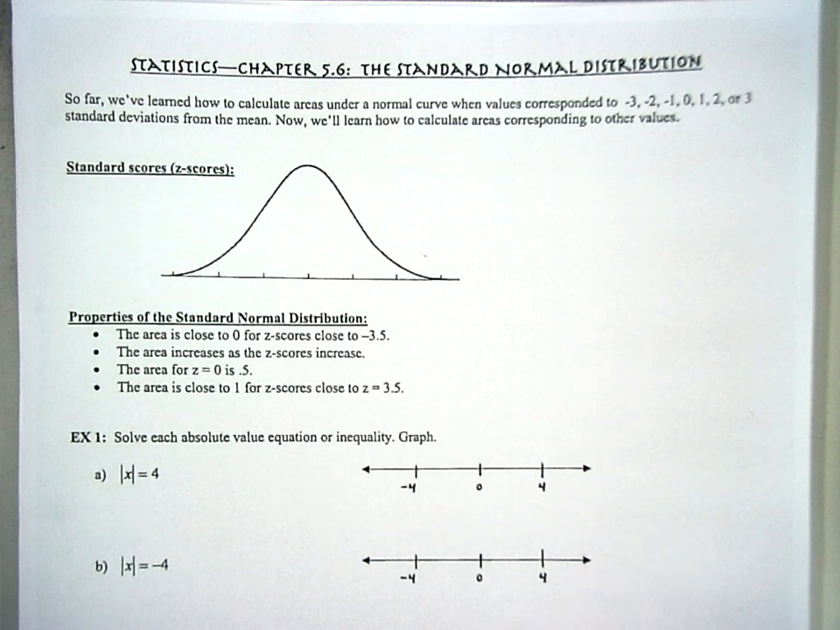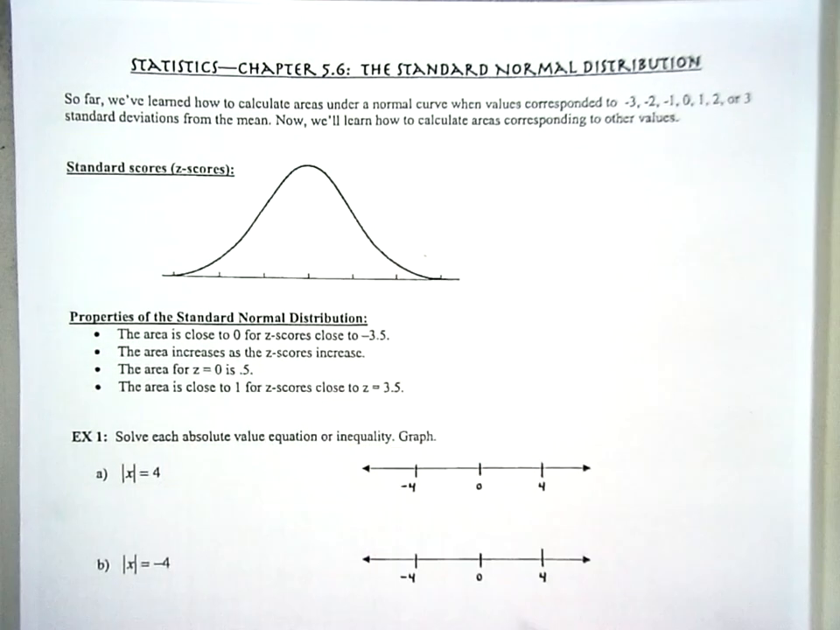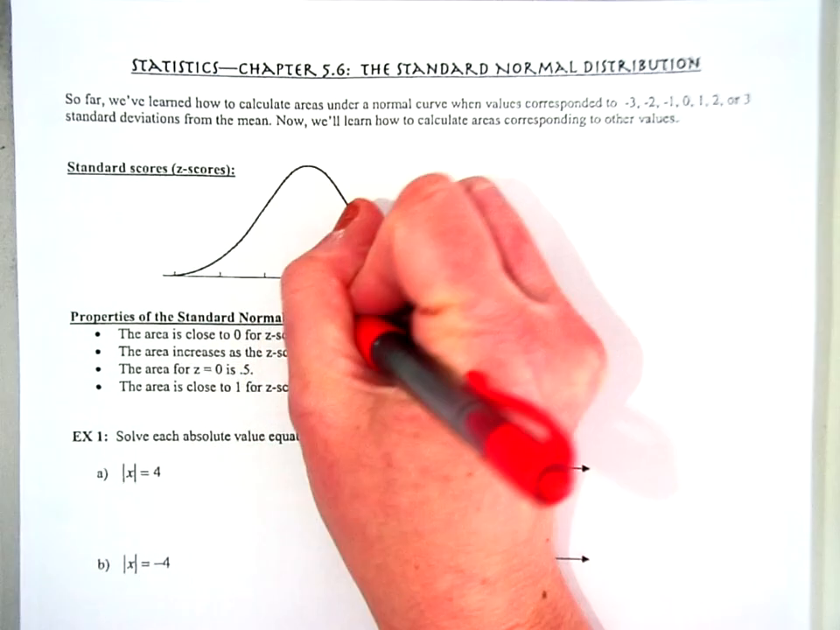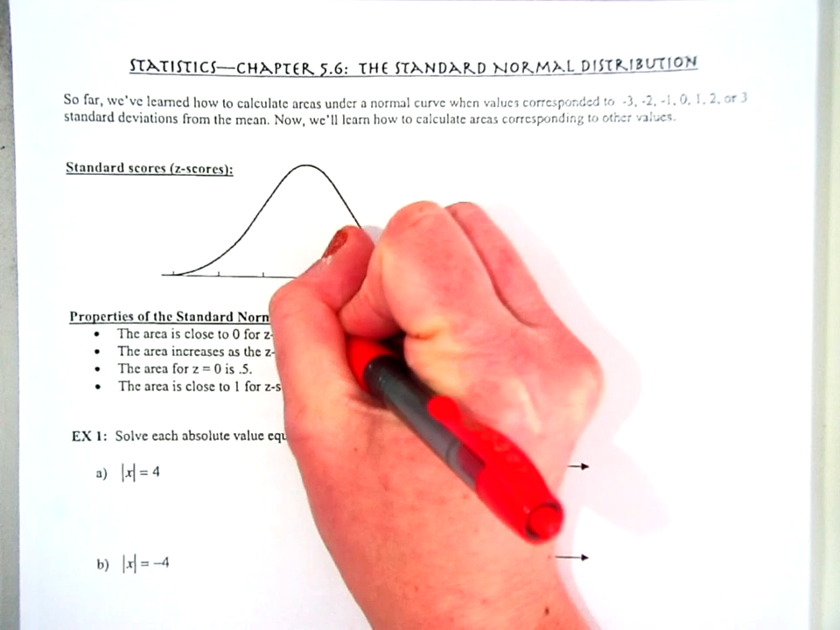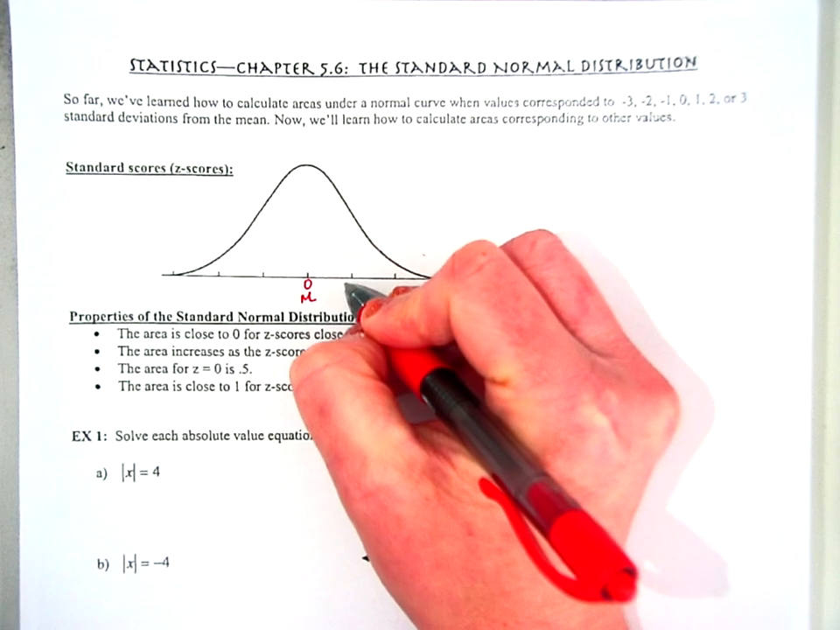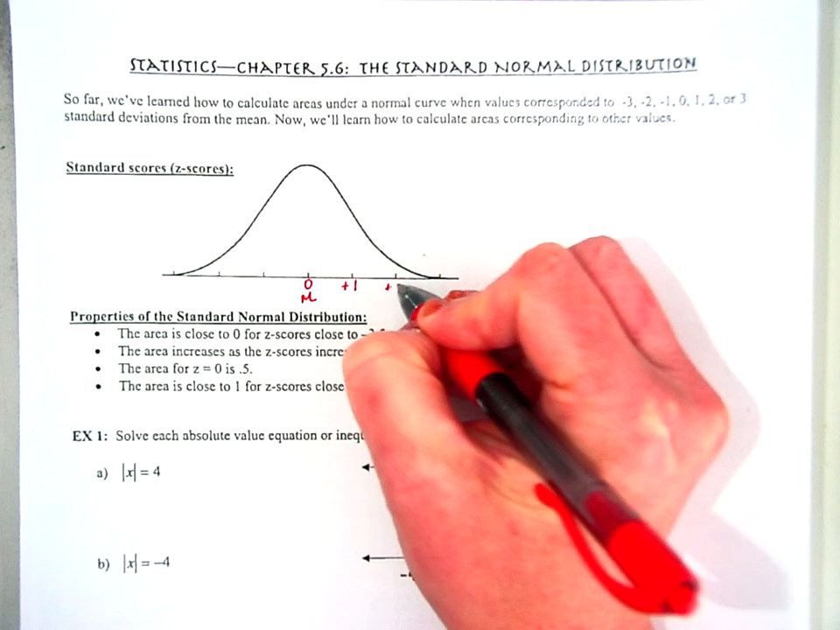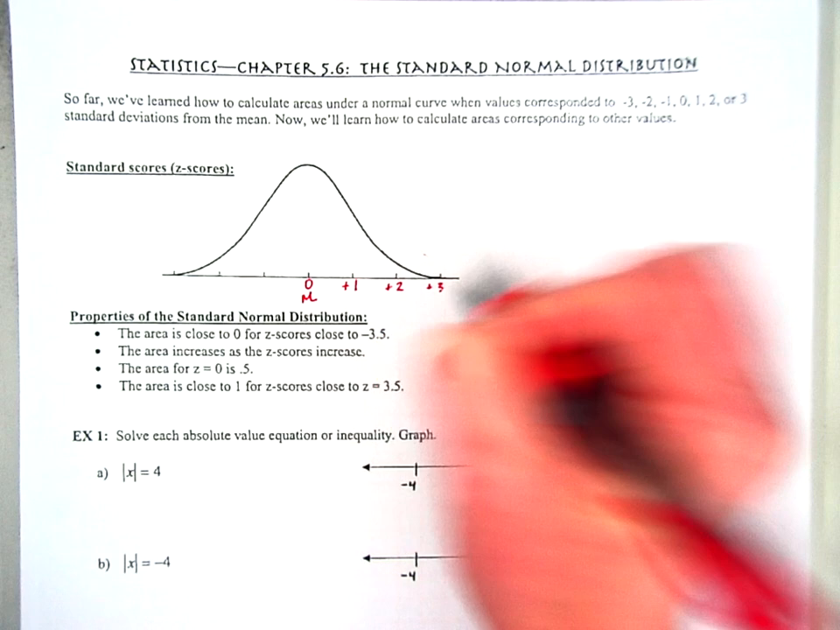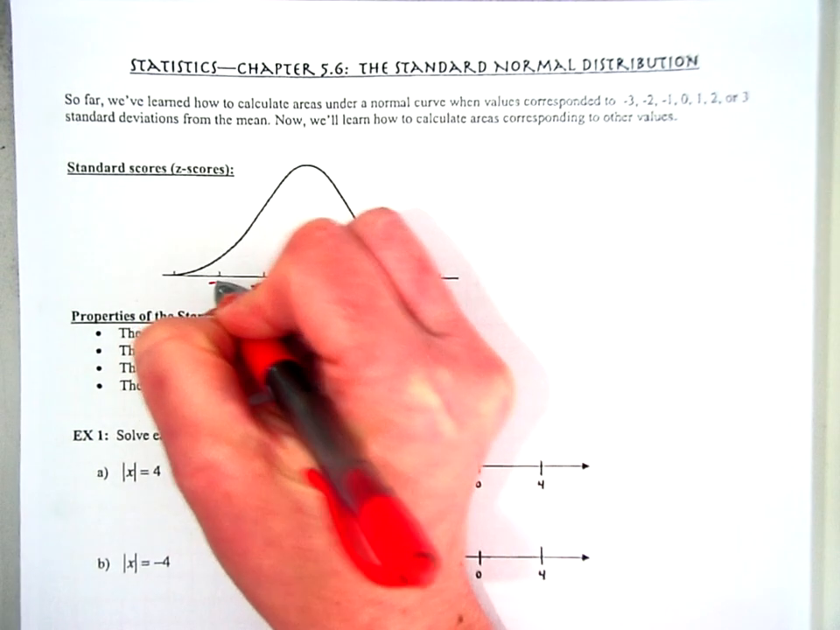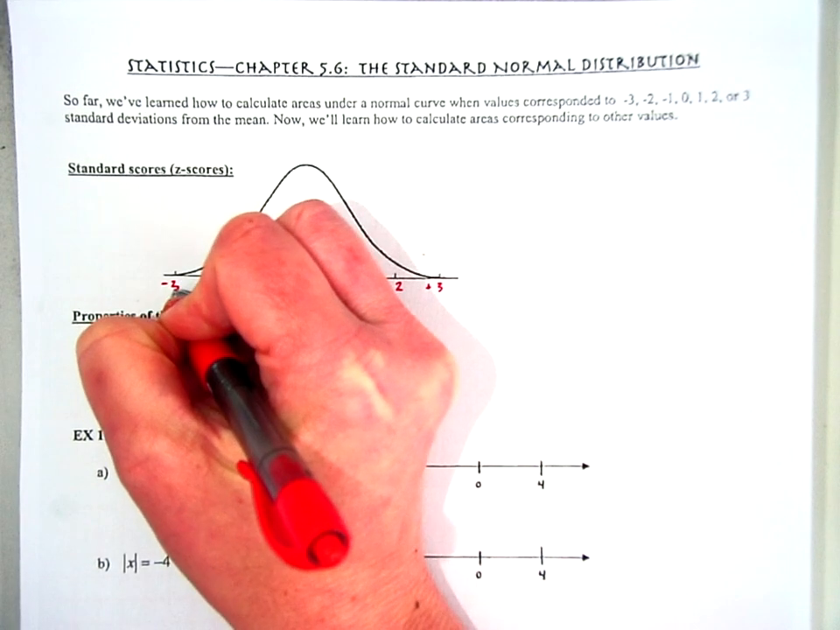So here first, I'm just showing you that bell-shaped curve, reminding you of where we've been. Right here, we're 0 standard deviations from the mean because this is where the mean is. Here, we are 1 standard deviation above, 2 above, 3 above. 1 below, 2 below, and 3 below.